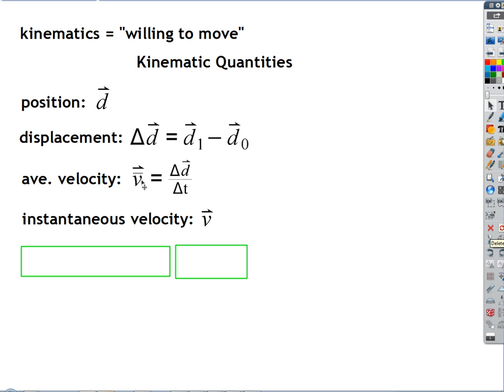Okay. I'm not going to be very good about remembering to always write that stuff down, so please call me on it, because I guarantee I'll forget. That's instantaneous velocity. We'll talk more about that later.